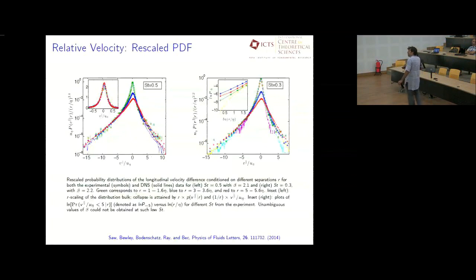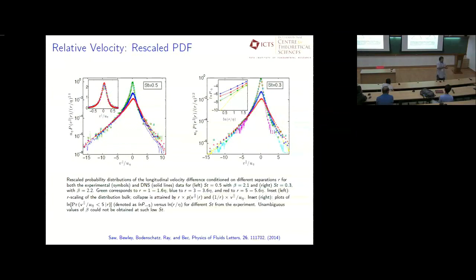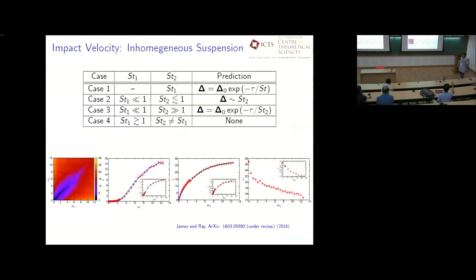This is sort of another way to show the same thing, where we show that we can collapse the different PDFs. So the point is that even such a simple model as the Stokes drag model can actually give us meaningful results about the nature of collisions amongst droplets. And these are all done in settings which are mimicking, just to re-emphasize the point, what's going on in warm clouds.